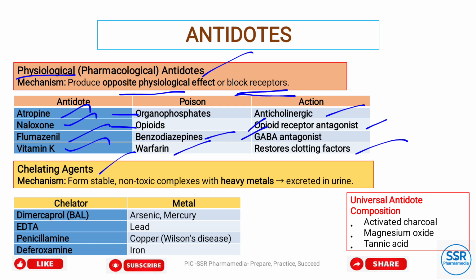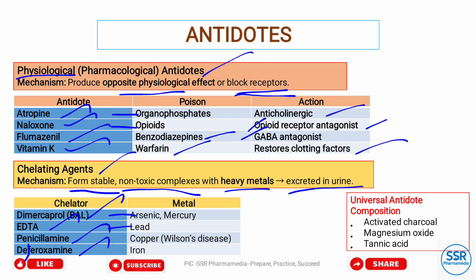Next is the chelating agent. Chelating agents form stable non-toxic complexes with heavy metals, and later they are excreted in urine. The chelators are dimercaprol, EDTA, penicillamine and deferoxamine. Dimercaprol removes arsenic and mercury.